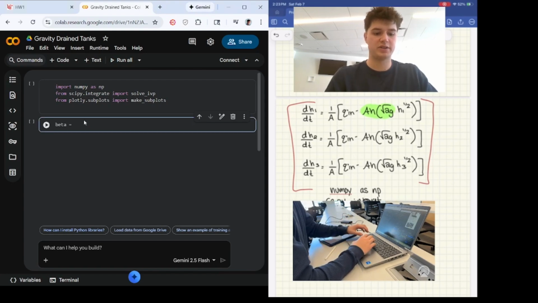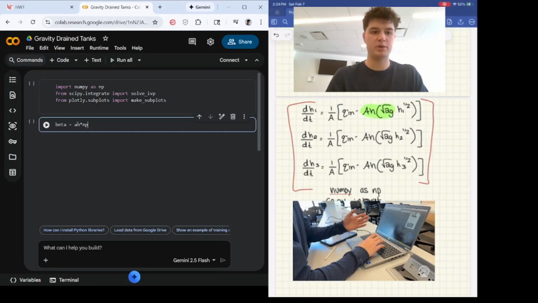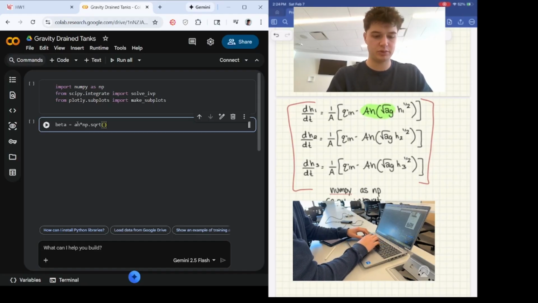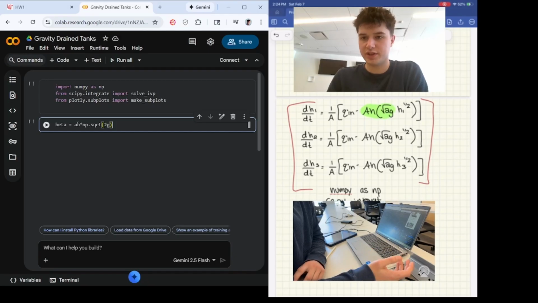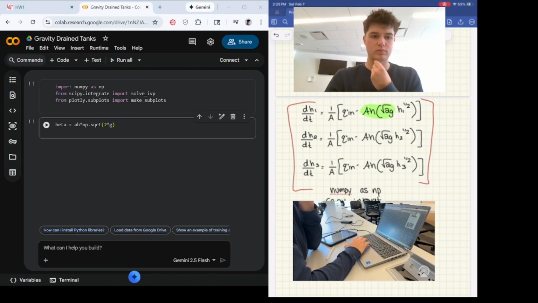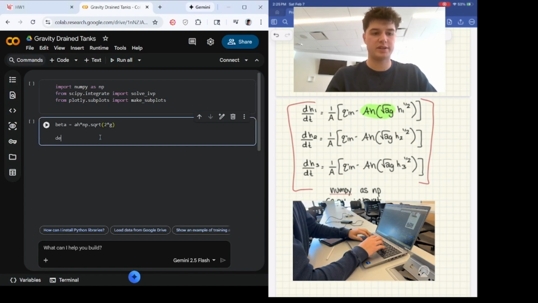Okay, so sorry. This is going to be AH times NP, which, as you can see above from NumPy, is going to be the square root of 2G. And we are not going to include the H yet, because the H is going to be changing over time, so we cannot actually set that as a variable. So now we will define the right-hand side of the equation.